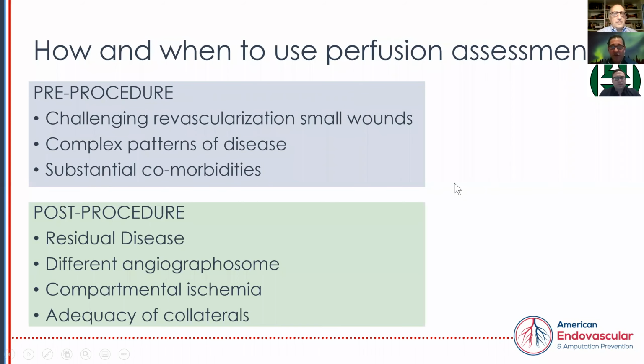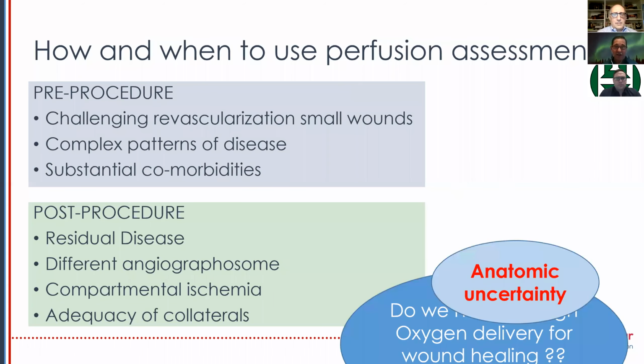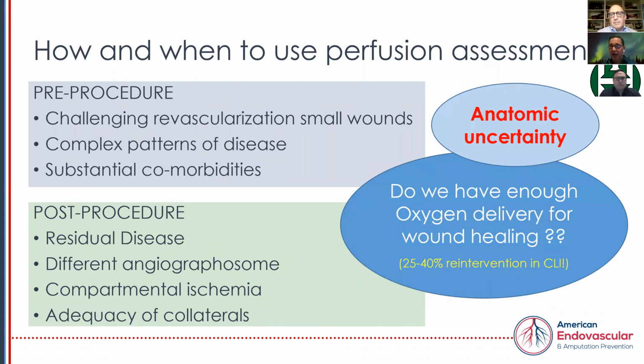But very often we use it post-procedure to determine if we got it. If there's residual disease, if it might be a different angiosome than we anticipated, if there's compartmental ischemia, and in patients where we can't open direct flow, if there may be an adequate collateral bed to allow wound healing, or before we move forward to other modalities, such as deep venous arterialization or stem cells. Certainly it's very important in cases where we have some anatomic uncertainty about the adequacy of blood flow to the wound, and helping us decide if we have enough oxygen delivery for wound healing.